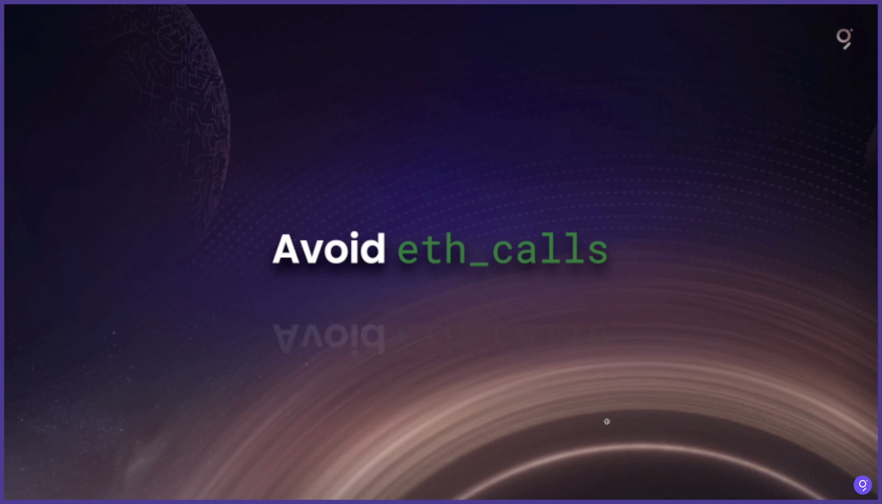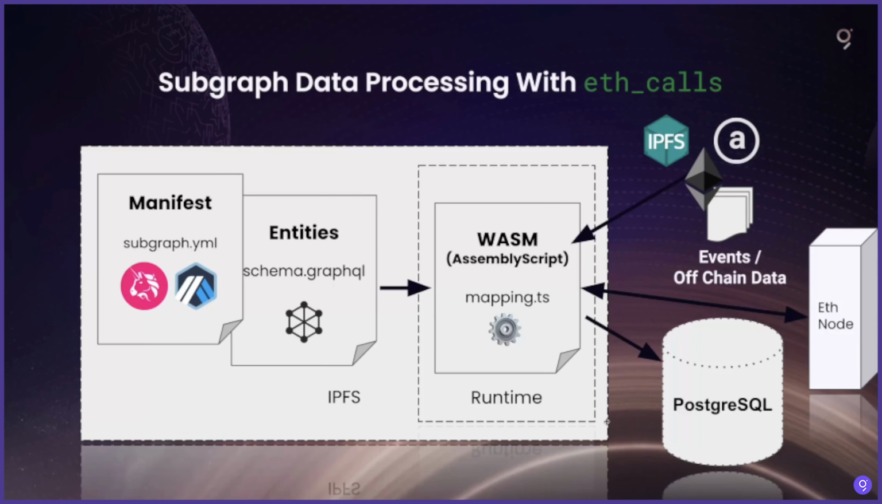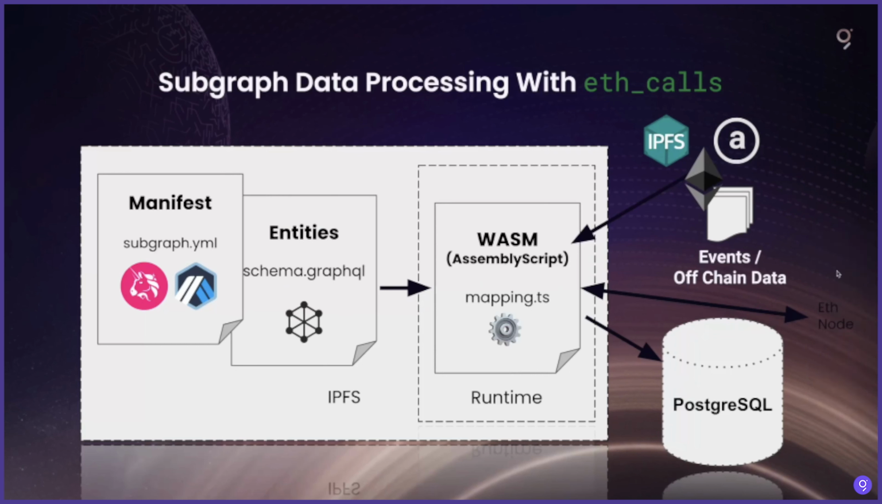So finally, best practice number 4, ideally, we avoid ETH calls. Now, really quickly, we went over this in the beginning in the high-level overview of data processing. Without this ETH node right here, let's just delete this. Let's just say this isn't here. All right, that's gone. This is how a subgraph processes data.